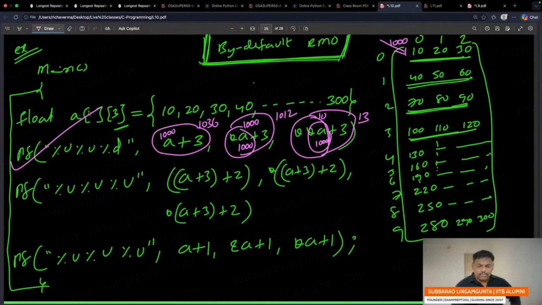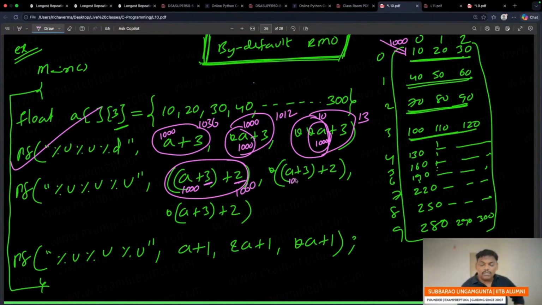Now can you see the next one? A is 1000 plus 3. Remember, 3 rows skipping. But one more interesting thing is, without doing any star, directly once again plus 2. 2 more rows skipping. Totally 5 rows skipping. Every row has 3 elements, so 5 rows means 15 elements. 15 fours are 60. It is 1060. Please check properly.